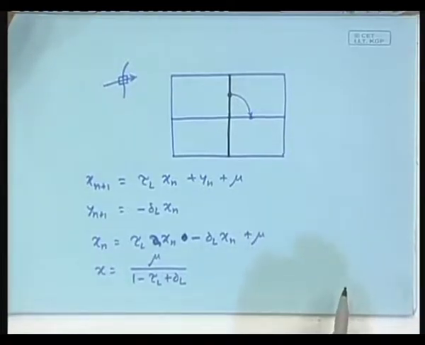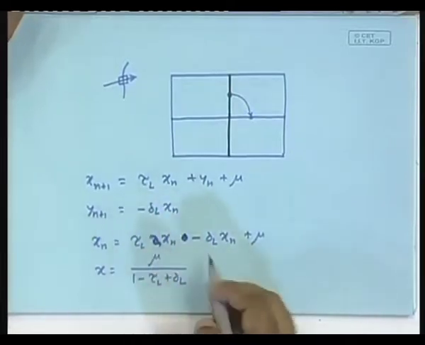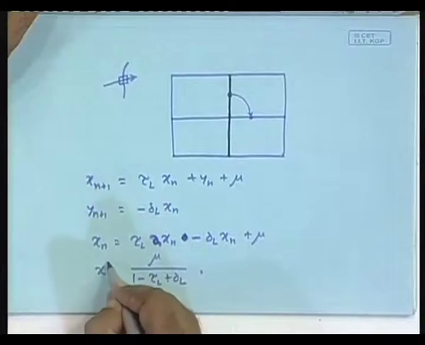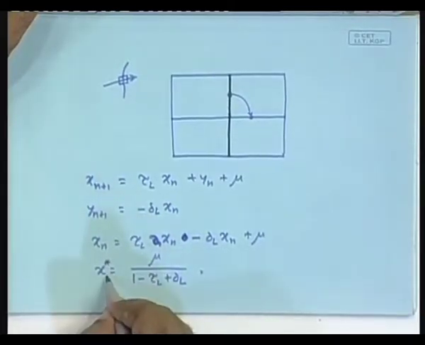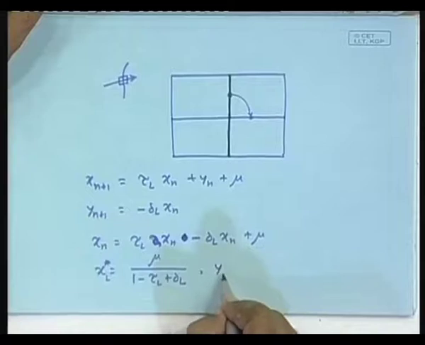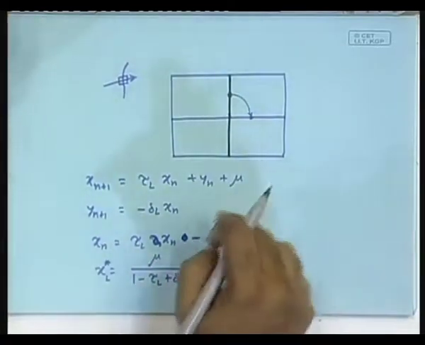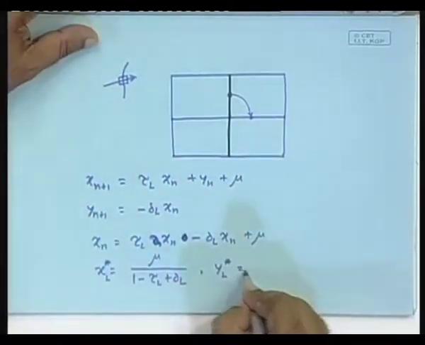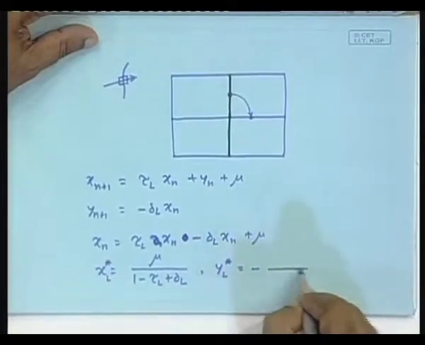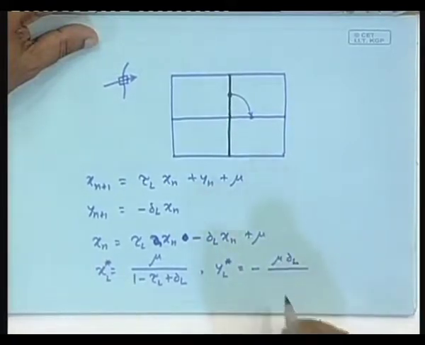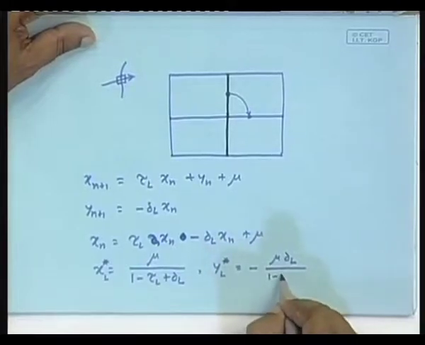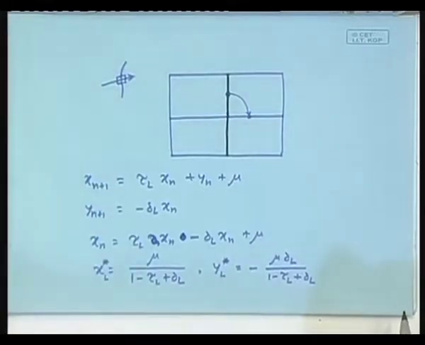How to obtain the y n? Simply by substituting it here, you get the y n. So, x L star, y L star is the fixed point as calculated from the left hand side equation. This equals minus mu delta L divided by 1 minus tau L plus delta L, okay.